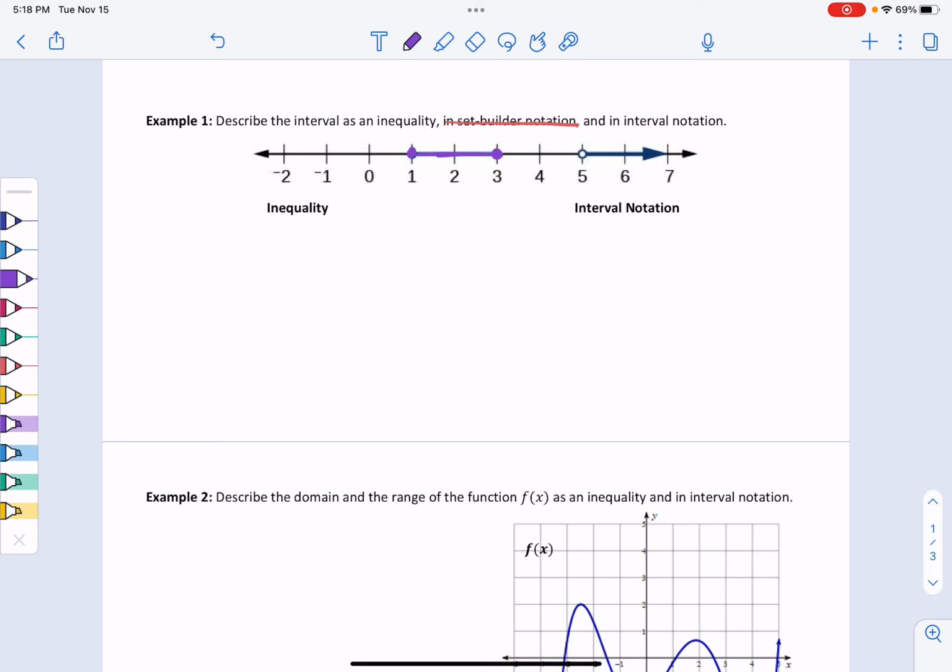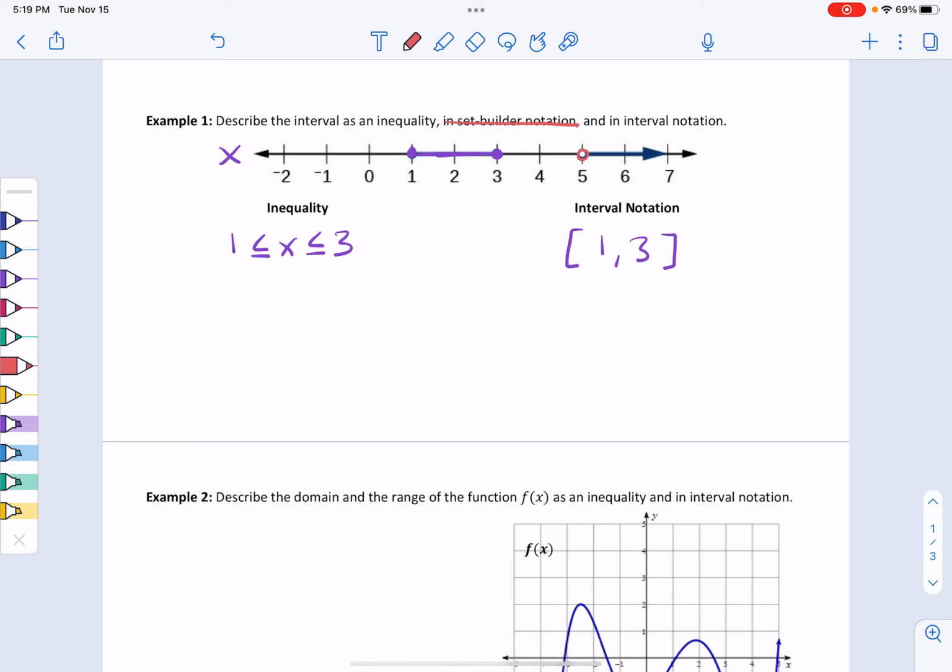So 1 to 3, including the endpoints, as an inequality, let's say this is x right here. That means my x is always greater than or equal to 1 because of the closed dot, and it is less than or equal to 3. It sits in between those two. In interval notation, these would be closed brackets because they are closed dots and we are equal to them. So 1 to 3.